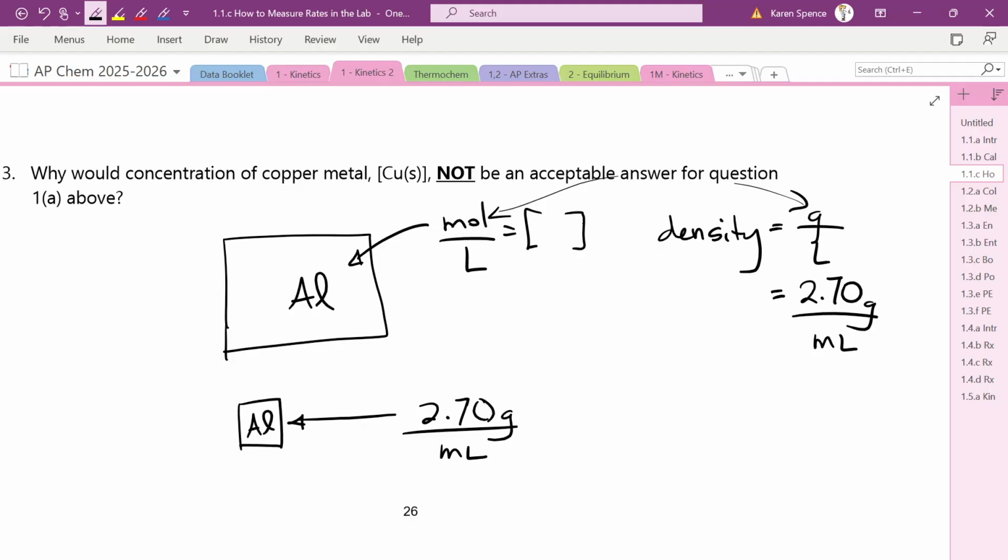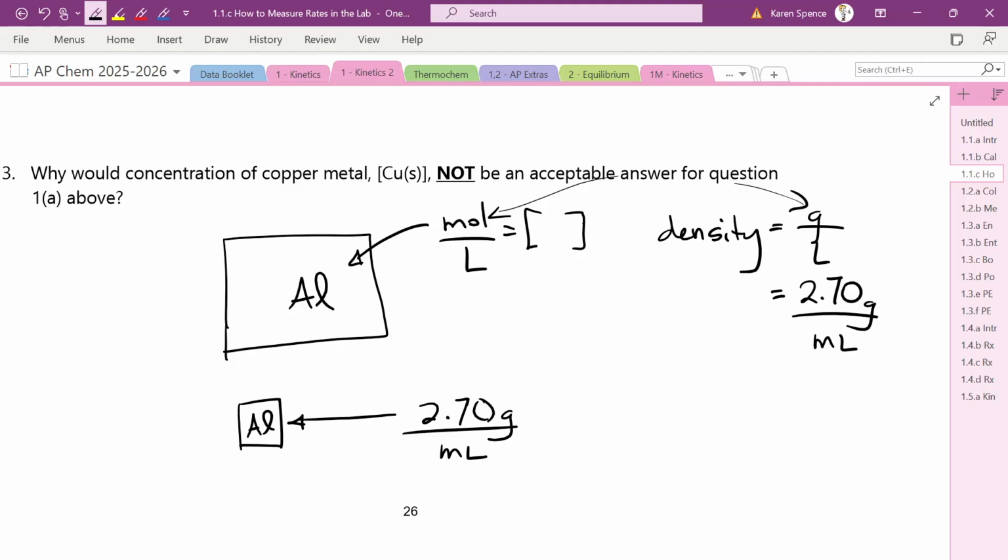So solids do not have concentrations because they're kind of irrelevant. The density would be the concentration, and concentration should be something variable. Concentration is only used when you have a solute and a solvent. In this case, you don't have a solvent, you just have the metal. Does that make sense? Cool, good question. Anything else?